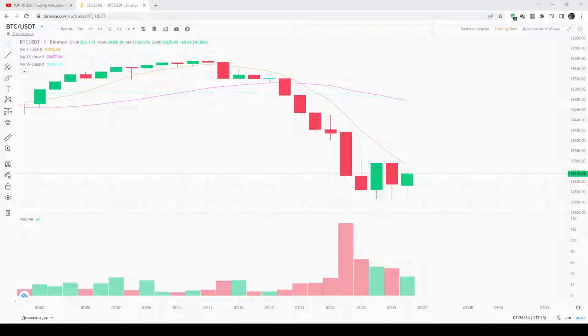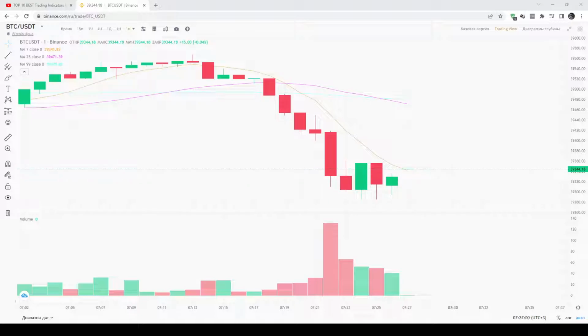Hull MA slope change. The Hull moving average is an extremely fast and smooth moving average that puts emphasis on the recent price over older ones. The Hull moving average can be used to identify the prevailing market trend and can be used as an entry signal. So pay attention to its slope and identify a change in direction.